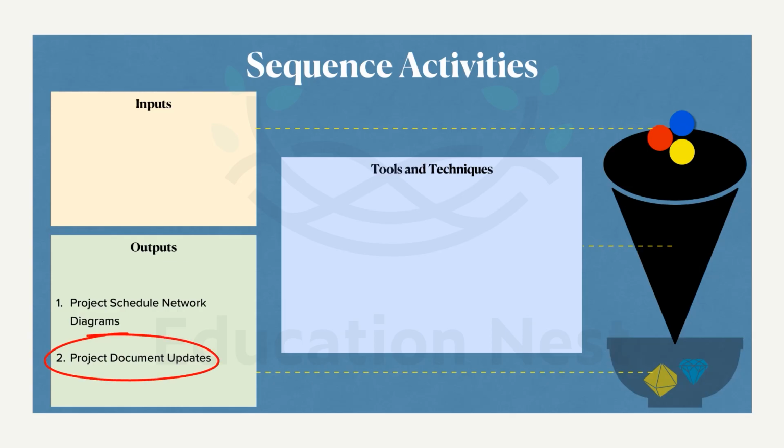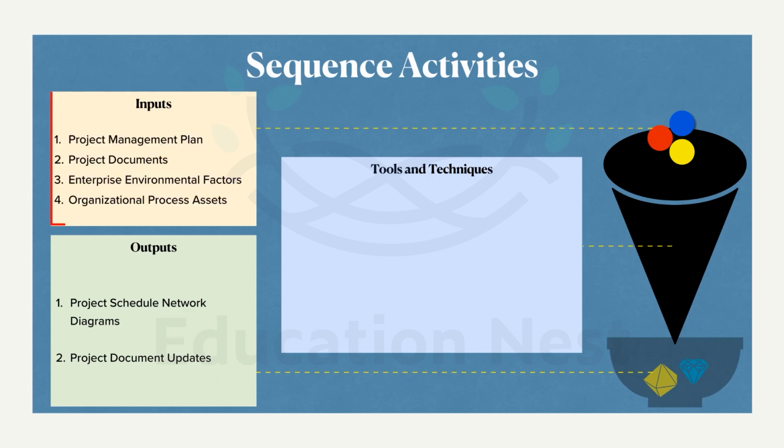And then the project document updates. What could be the documents that we can update here? We can update activity attributes, the assumptions log, the milestones list, and the activity list. All these things can be updated as the project document updates. After we finish it, all these documents will be updated.